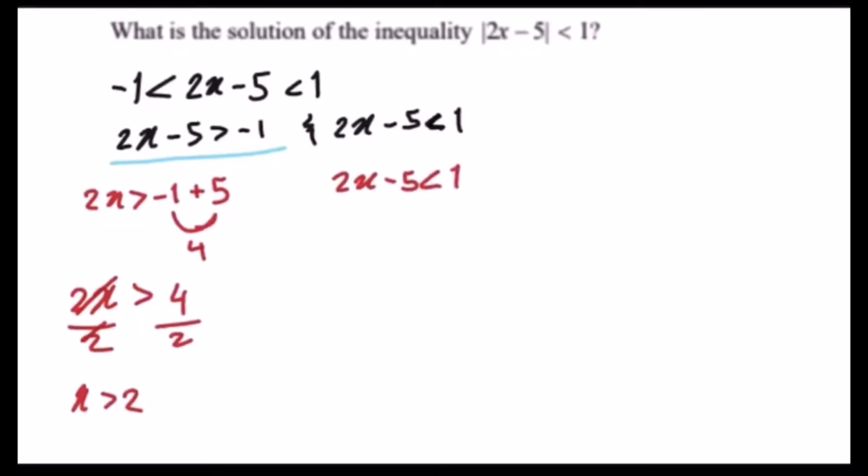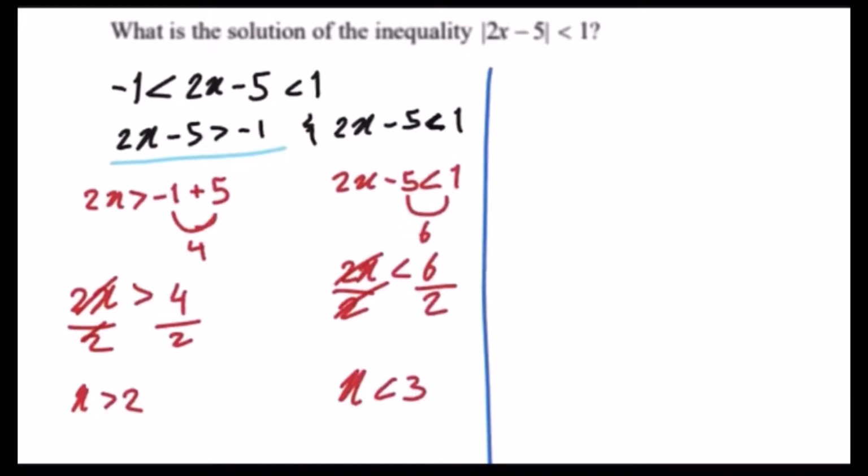And now we're going to calculate the sum, which is -5 plus 1, which is 6. So then it will be 2x less than 6. And now we're going to cross the common factor out with the coefficient, which will then give you x less than 3.